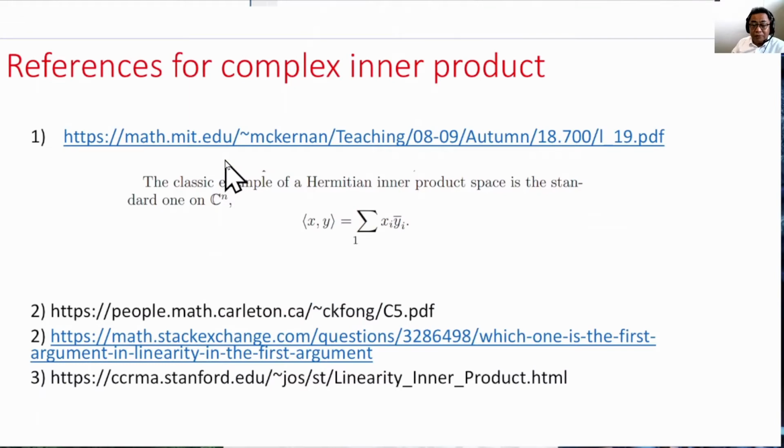I'm going to leave some reference on the complex inner product. You do not really need to understand this, but it'll be nice if you do. And here is the complex inner product definition, where x is a vector, y is another vector. The second slot is complex conjugated. And this is called the Hermitian inner product.